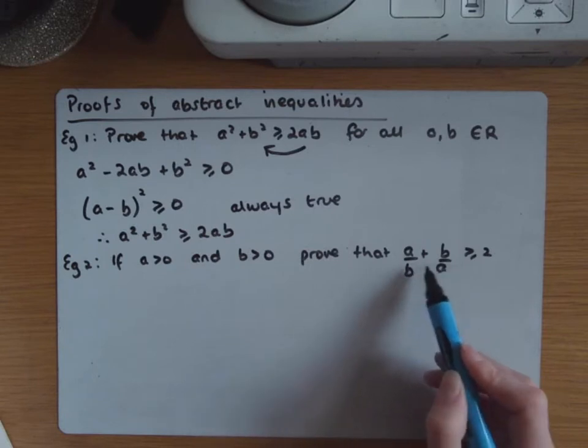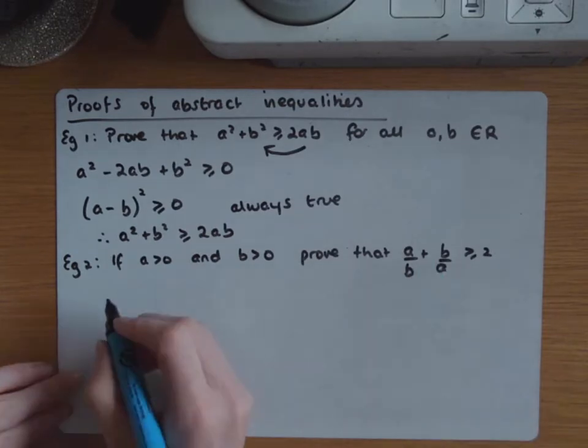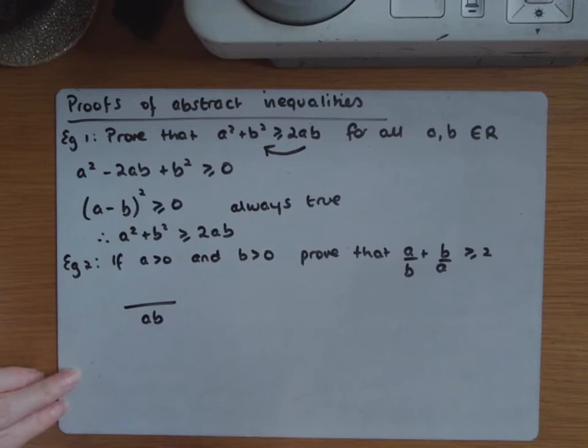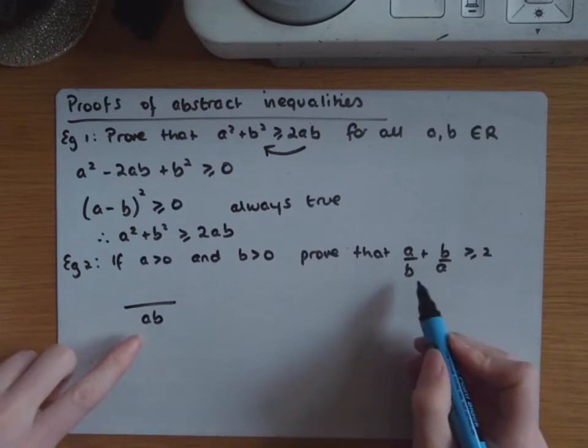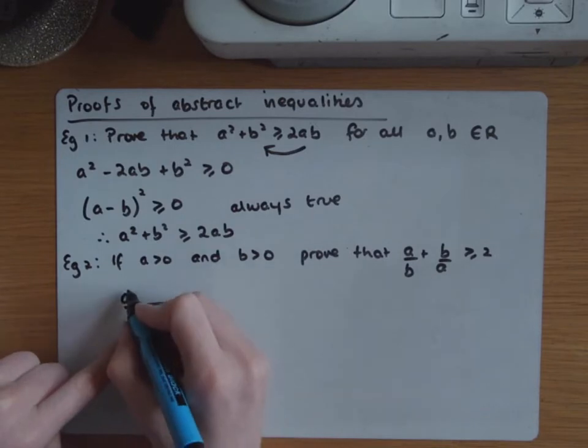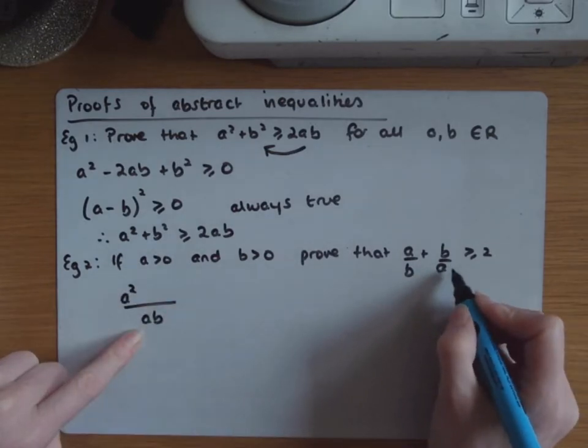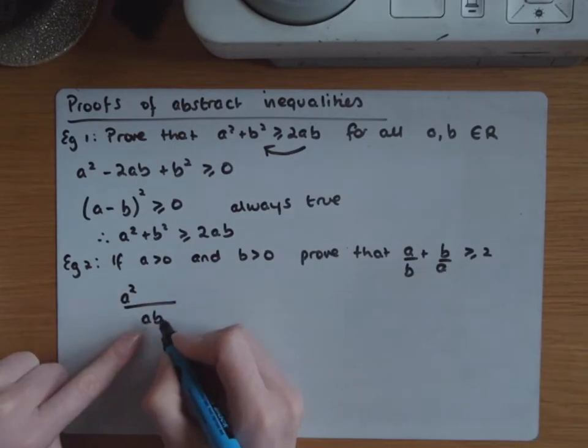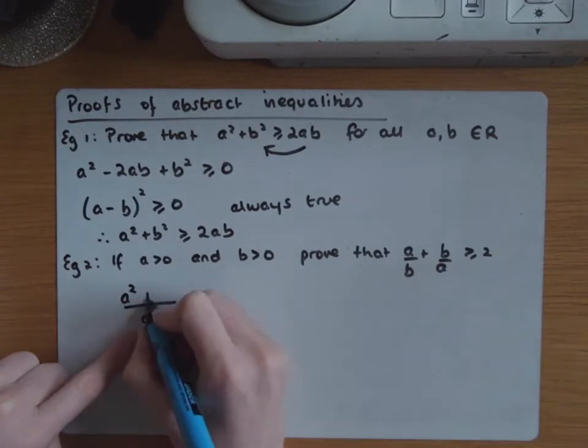So what I'm going to do is get a common denominator here, which is going to be ab. And what did I multiply b by to get ab? I multiplied it by a, so multiply the top by a. And what did I multiply a by to get ab? I multiplied it by b, so multiply the top by b.